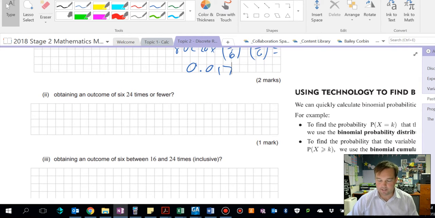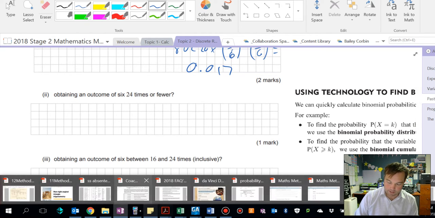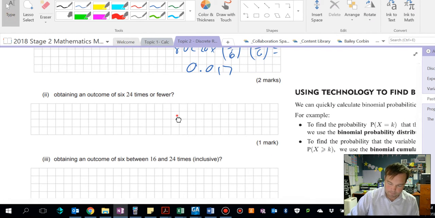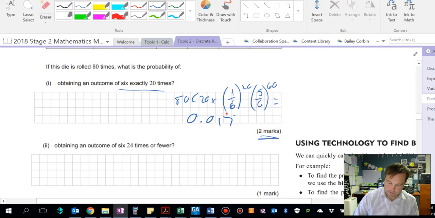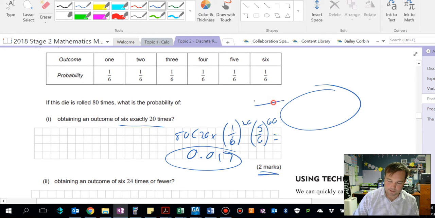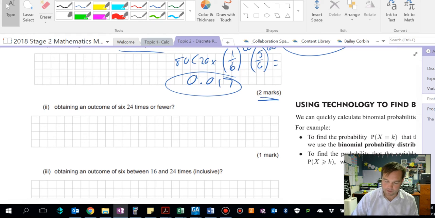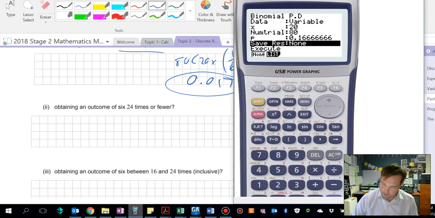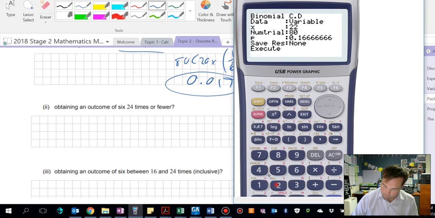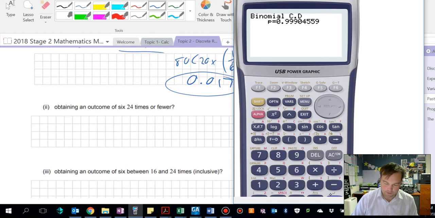Then, what about obtaining a 6 24 times or fewer? 24 times or fewer is a left tail, which makes it easy for our calculator. And note here the mark scheme: for 2 marks, you would have to state what I just erased, that it's distributed binomial. Once you've got that, this is a 1 marker: 24 times or fewer is distribution, binomial BCD, 24. Everything else stays the same. The probability of 24 times or fewer is really very, very high.